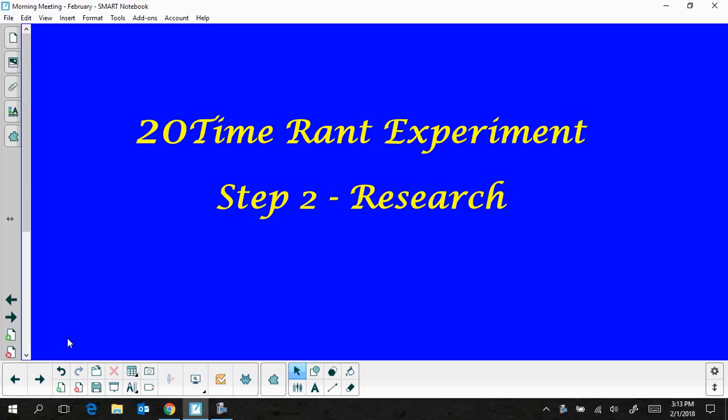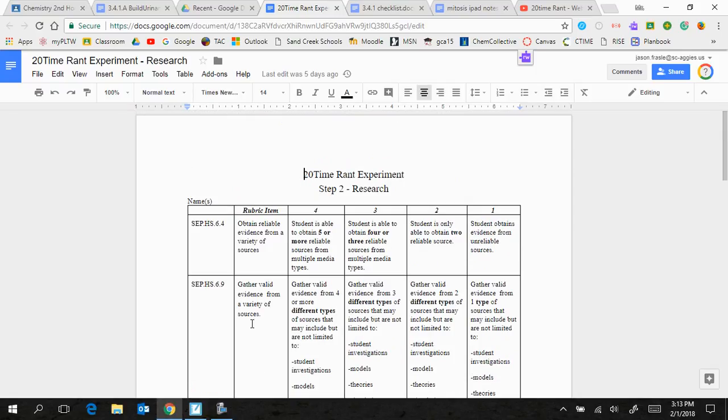So research is super imperative, that we're on the right track of what to look for, how to look for it, and who we need to talk to. So let's look at the rubric. Research has a couple of components to it.